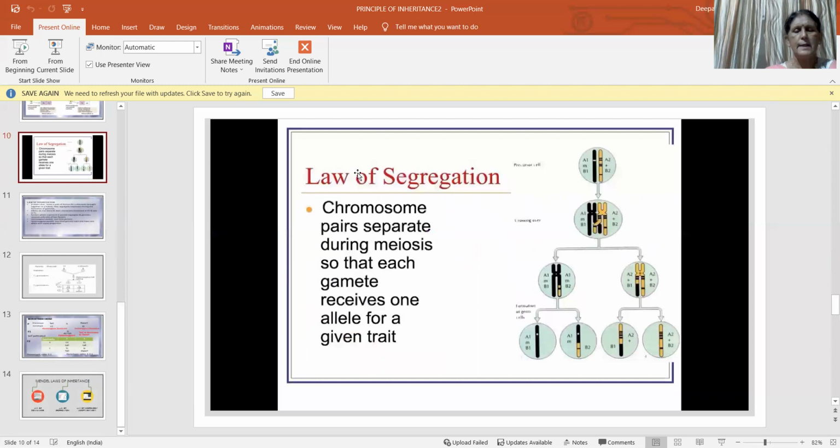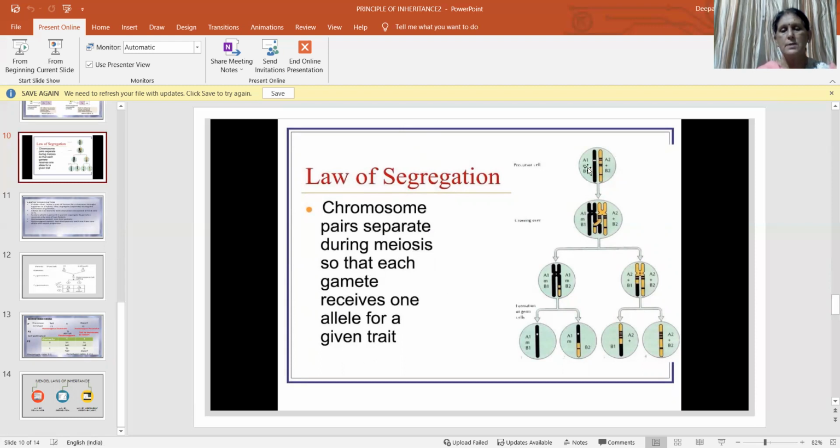Next, the second law is called the law of segregation. In a monohybrid cross, we found that in the F2 generation we got a 3:1 ratio of tall and dwarf plants, 3 tall and 1 dwarf. Why does it occur? Because of the law of segregation.